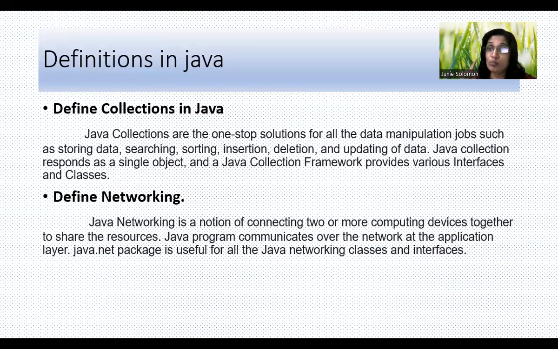So we are connecting more than one computer, more than two computers, so many computers together, to share resources, which is called networking. So Java networking is a notation of connecting two or more computer devices together to share resources. A Java program communicates over the network at the application layer by using a package called the java.net package. It also has a lot of classes and interfaces.